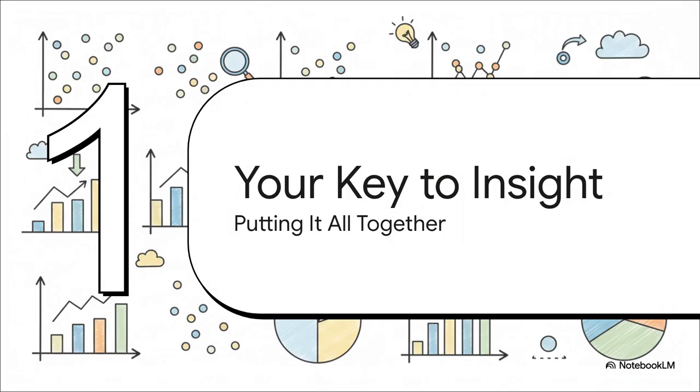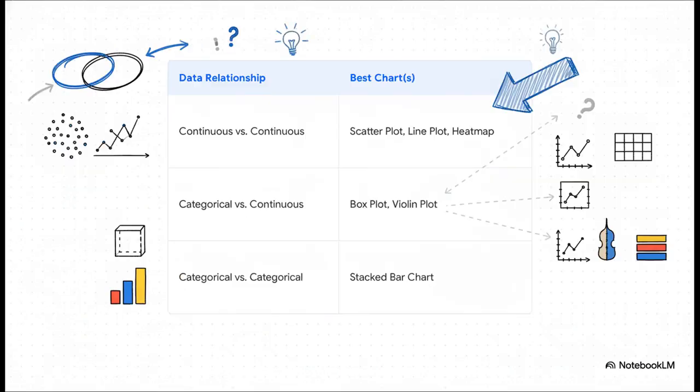Okay, let's pull all of this together. I want to give you a simple little cheat sheet that you can use literally any time you're starting to look at a new data set. And here it is, the whole framework all in one place. Just figure out your data relationship on the left, and boom, you've got your chart on the right. This is your starting line for any kind of bivariate analysis.